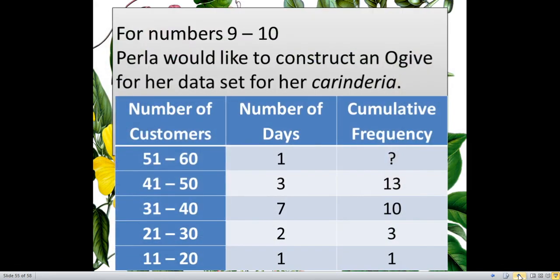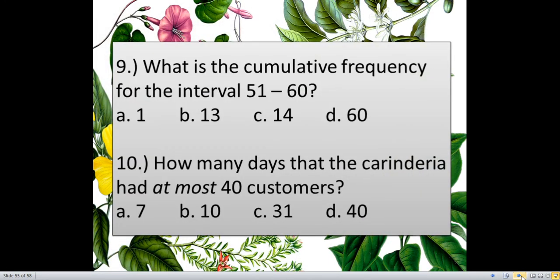And for numbers 9 to 10, Perla would like to construct an ogive for her data set for her karinderya. So we have here the table that Perla made. We have number of customers, number of days, and the cumulative frequency. But on the cumulative frequency, we see here a question mark because that is part of the question in numbers 9 to 10. Number 9, what is the cumulative frequency for the interval 51 to 60? That's why there is a question mark on the table. And for number 10, the last question, how many days did the karinderya have at most 40 customers?